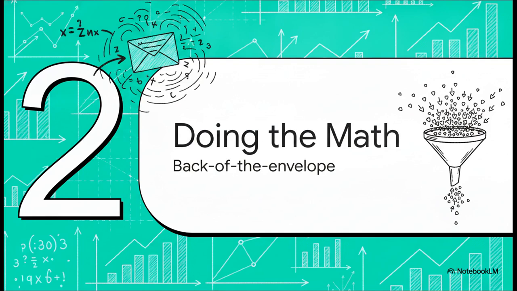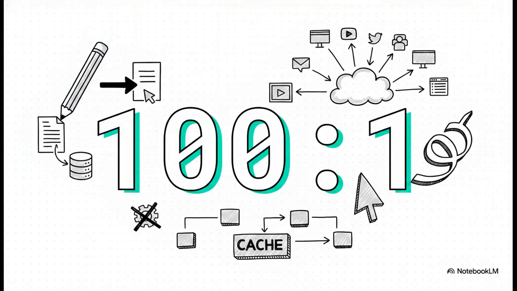Moving right along to Section 2, doing the math. Time for some back-of-the-envelope calculations. Okay, the most crucial takeaway here is this absolutely staggering 100-to-1 read-to-write ratio. Just think about how a URL shortener is used in the wild. A link gets generated exactly once, so one write, but it might get clicked on Twitter or YouTube thousands and thousands of times. Those are our reads. This incredibly lopsided 100-to-1 ratio basically dictates our entire architectural strategy moving forward. It means we must hash aggressively, and we absolutely cannot over-engineer our write path.